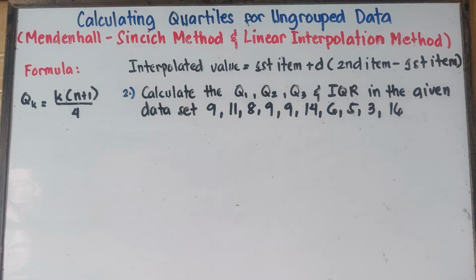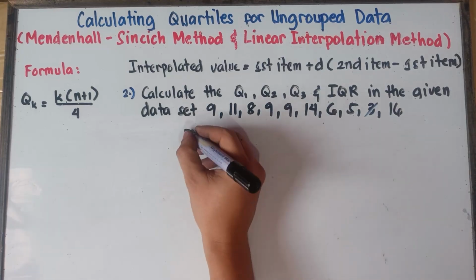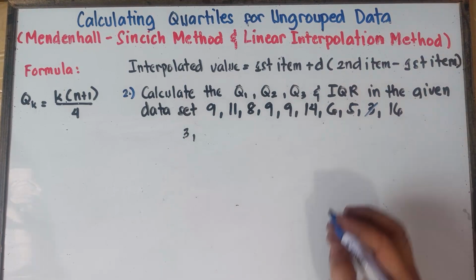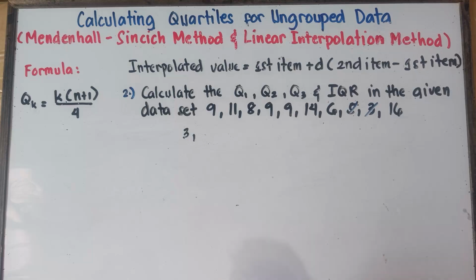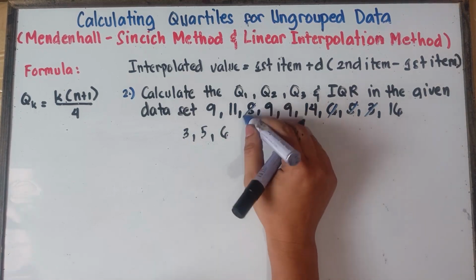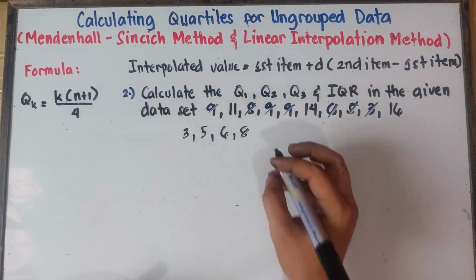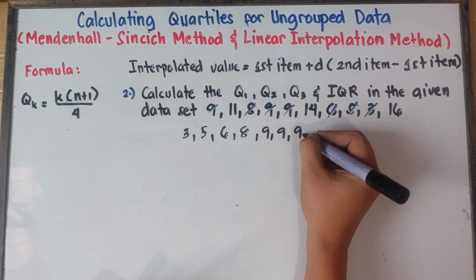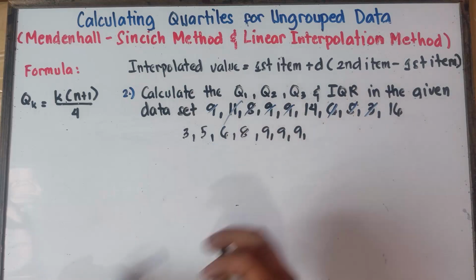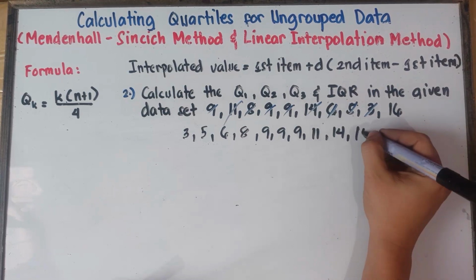As you can see, class, the numbers are not yet arranged. Therefore, class, we need to arrange the numbers. The smallest number is 3. Next number would be 5. Do we have 4? Nope. Let's do it step by step, class. Next number is 6. Do we have 7? Nope. We have 8. And then 9. We have 3 9s, so 9, 9, and then 9. Do we have 10? Nope. 11. Yep, we have 11. And then 14. And then the last one is 16.